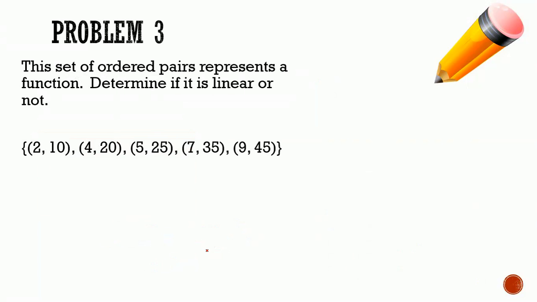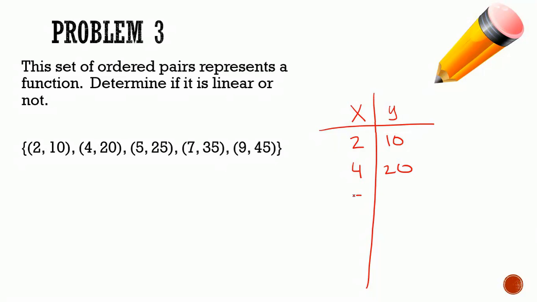Let's see though. We don't want to always have to use a graph, do we? That's going to kind of stink to always have to have graph paper. So let's see if we can figure it out via a table. So I'm going to write my ordered pairs here in table form. So I got 2, 10, 4, 20, 5, 25, 7, 35, and 9, 45.